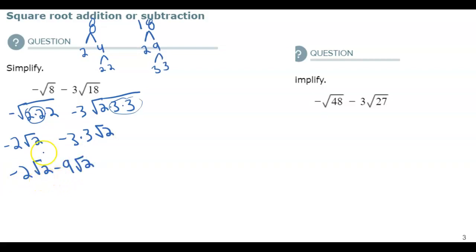So I have the same bases. They're both square root 2, so I can do negative 2 minus 9 is negative 11. Let's go ahead and pause your screen, try this one on your own.